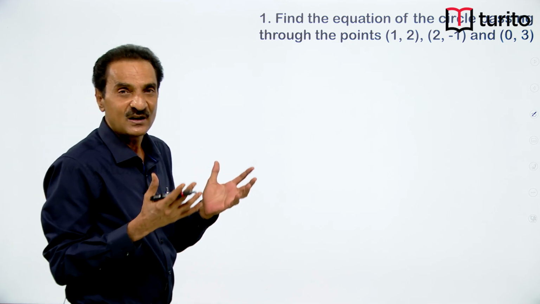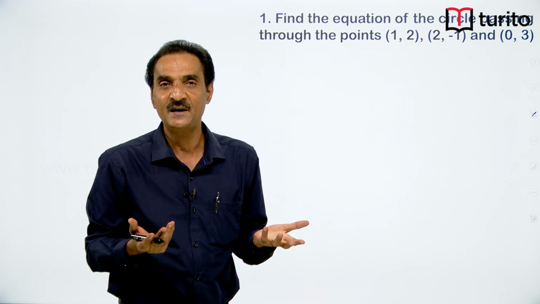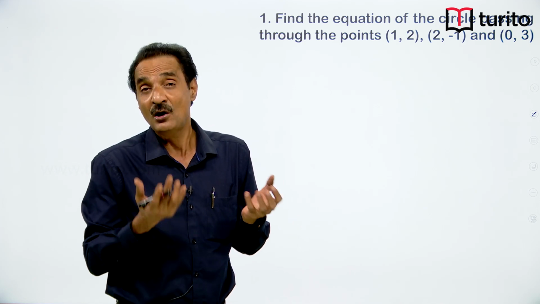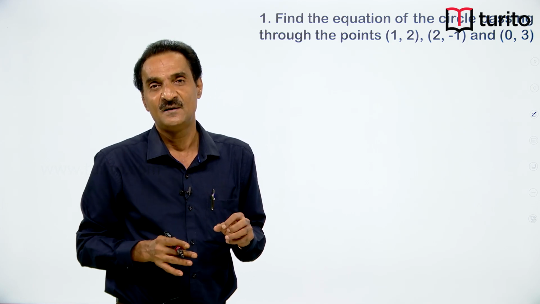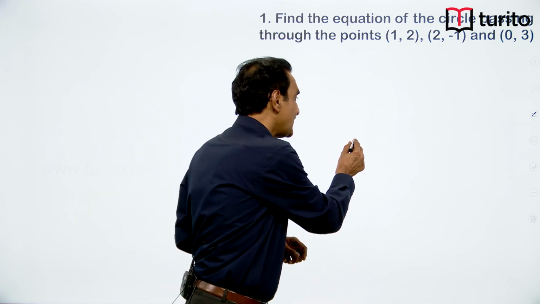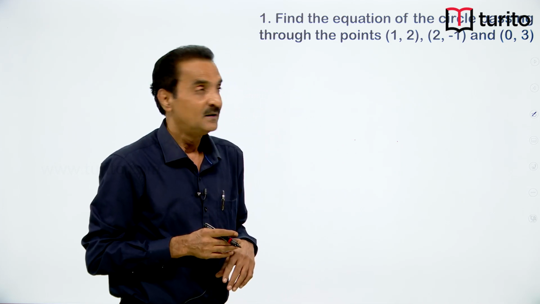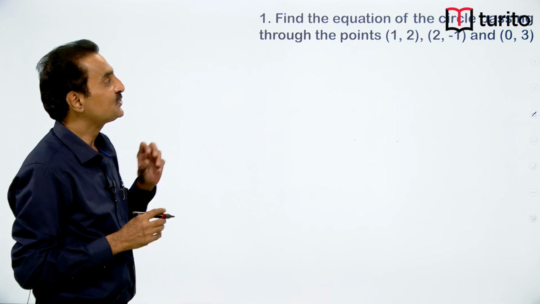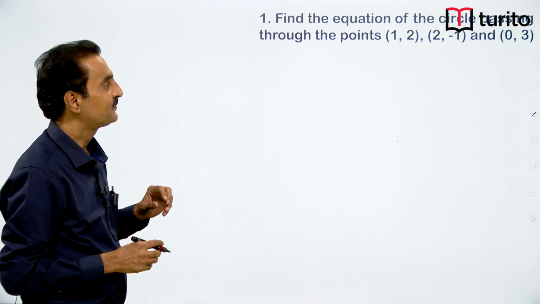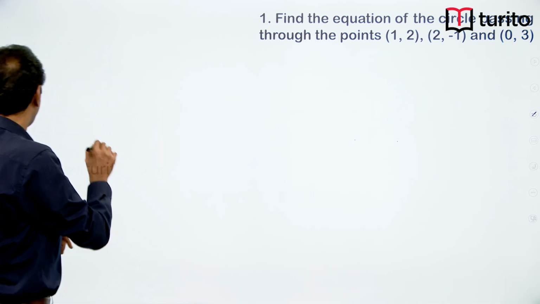How many points are needed to draw a unique circle? It is definitely 3. 3 non-collinear points should be given to draw a unique circle. If only one point is given or only 2 points are given, we can draw infinitely many circles. Now, I will explain this solution in 2 or 3 methods. First, method 1.